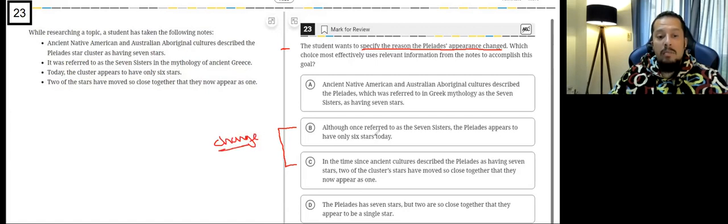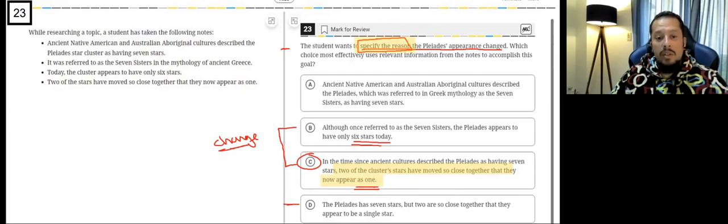Answer B says there are 6 stars today, while answer C also says they have 6 stars today, or now appears 1 star. You have to meet the requirements of the question, and the question wants to give us a specific reason why these clusters of stars change. And we're going to go with answer C. And why do we have answer C? Because 2 of the clusters have moved so close together that they now appear as 1. This shows us a specific reason why the appearance has changed.